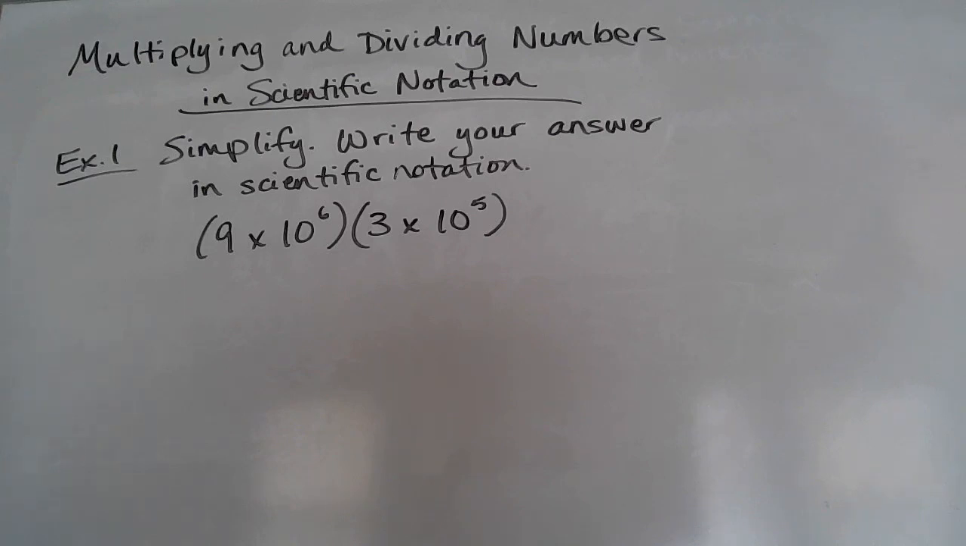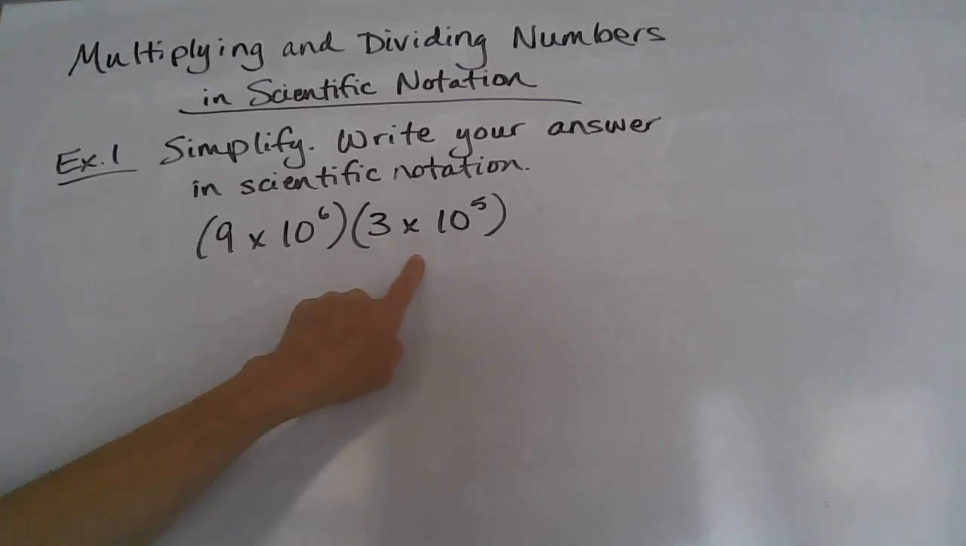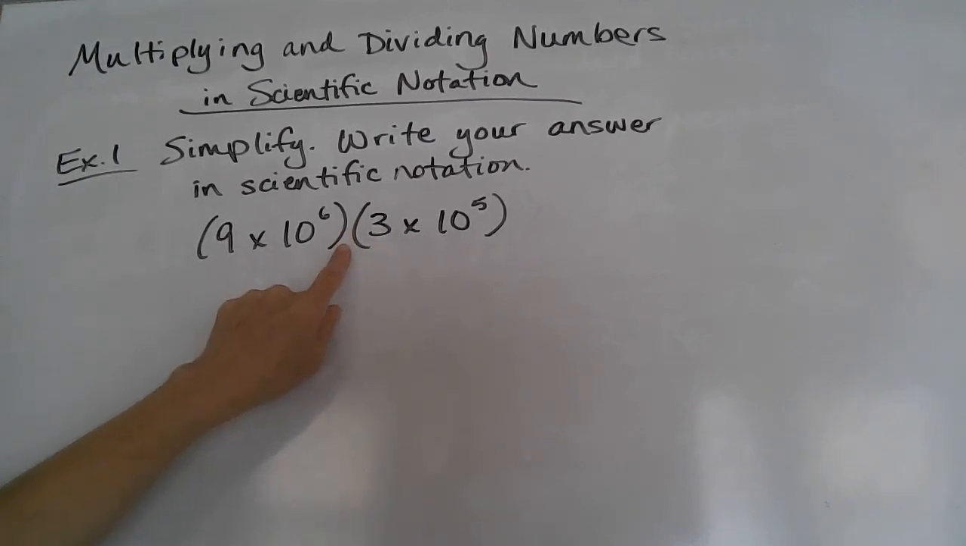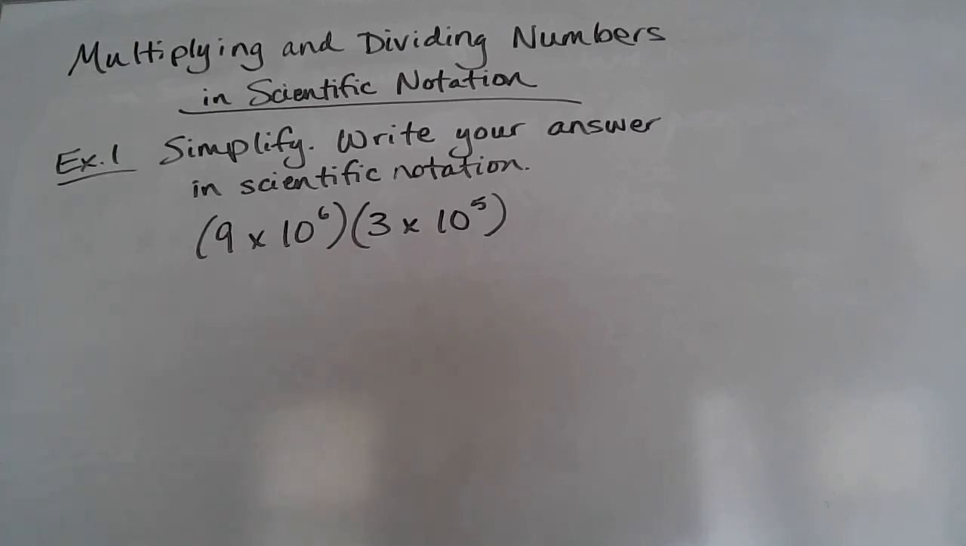So what I see is two things being multiplied together. They happen to be two numbers written in scientific notation. 9 times 10 to the sixth and 3 times 10 to the fifth are being multiplied together. When you see two sets of parentheses sitting next to each other, you can assume that you are to multiply.